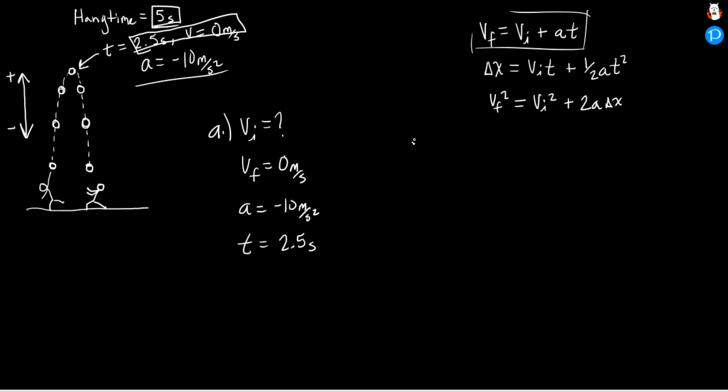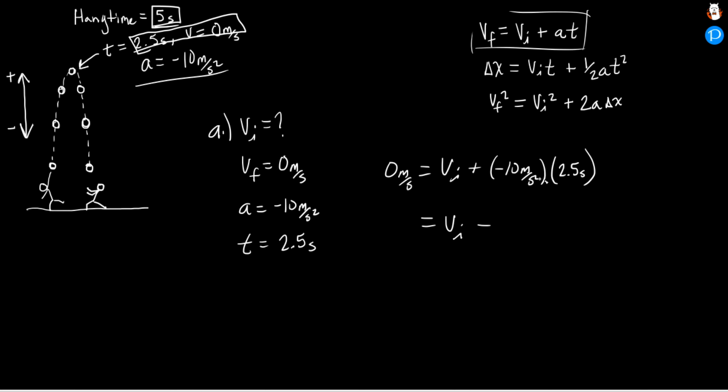We're going to rearrange. Well, actually, let's just plug in the numbers. So my final velocity is 0 meters per second. Initial velocity is what I'm solving for. Plus, the acceleration is negative 10 meters per second squared times the time, which is 2.5 seconds. Let's simplify this. So initial velocity plus, well, actually, let's do minus since it's going to be negative anyways, because that negative right there.